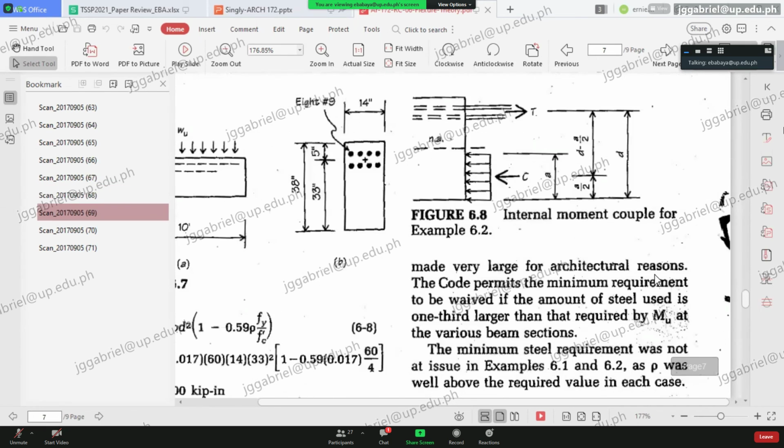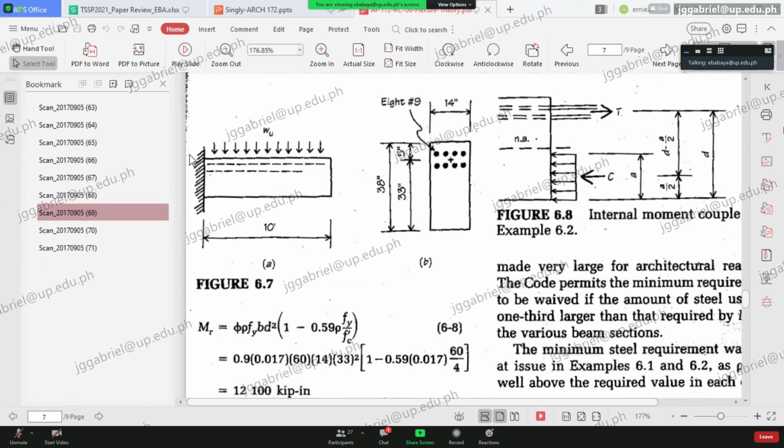So, this is our beam. It is a cantilevered beam.